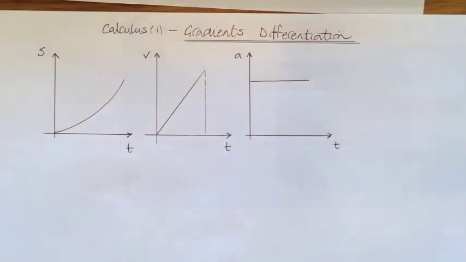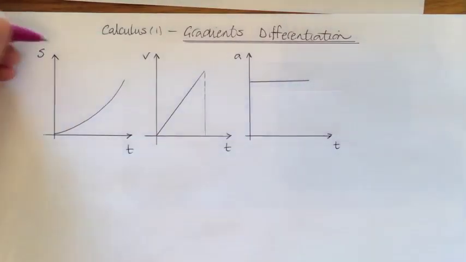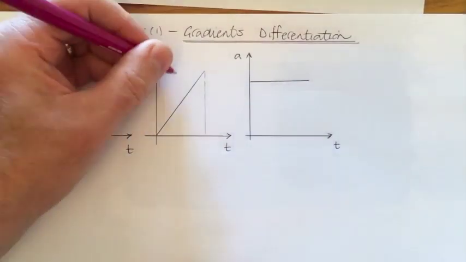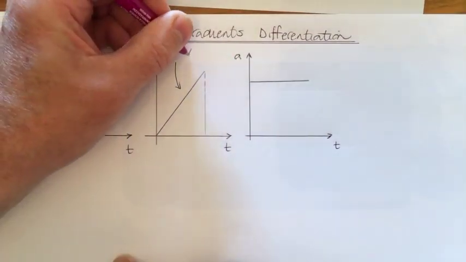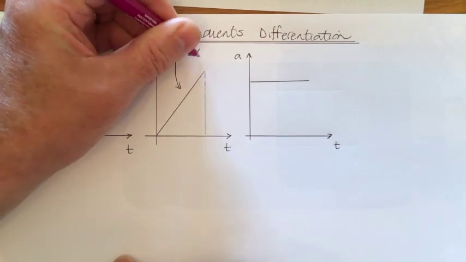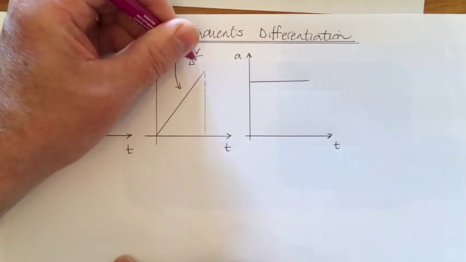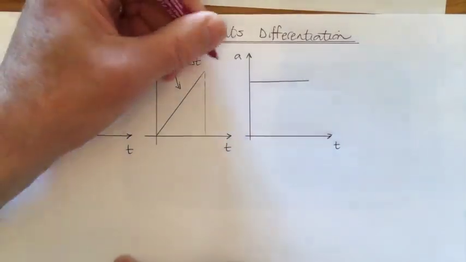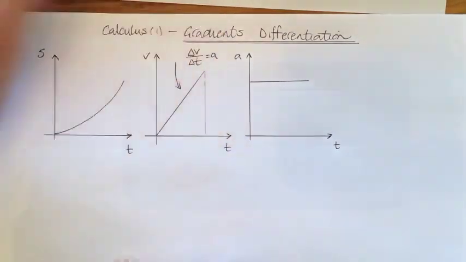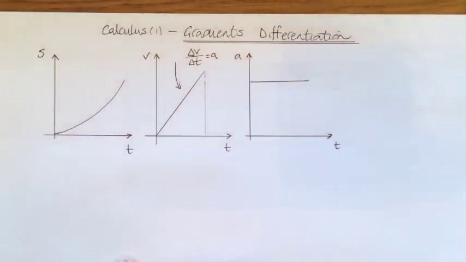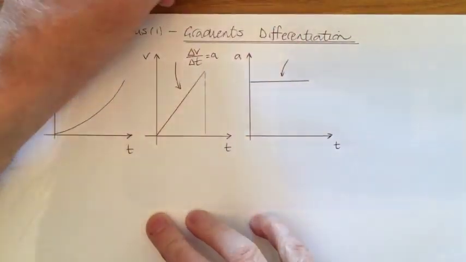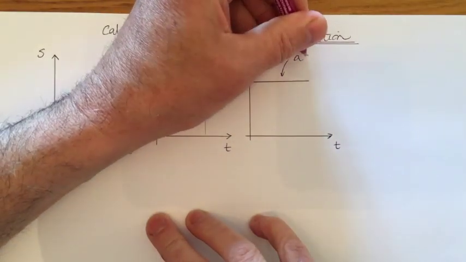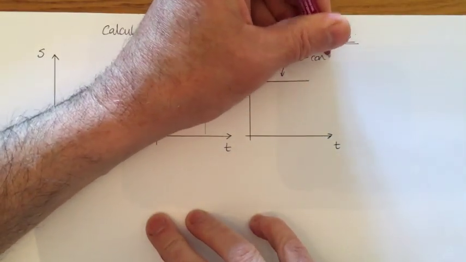Okay. So let's talk about gradients first. It's easier to talk about the first one here, this middle graph. The gradient of that graph is the change in velocity over the change in the time. That's acceleration. So the gradient of that velocity time graph is the acceleration. The gradient of this graph is 0 because the acceleration is not changing. The acceleration is constant.